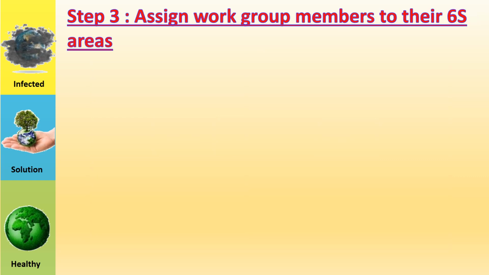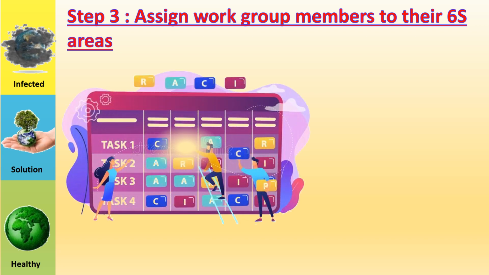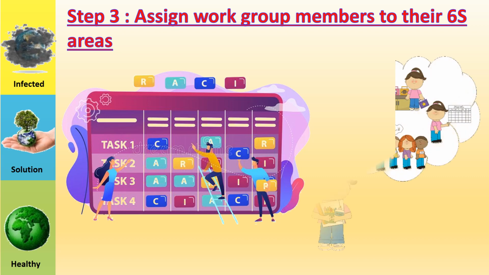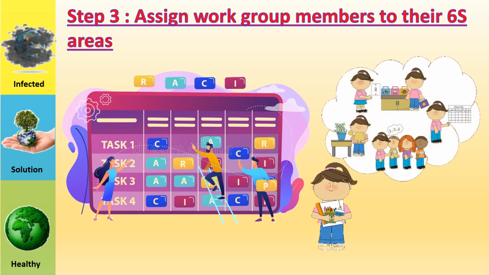Step 3 is to assign work group members to their 6S area. So 5S is led by one team member, and under him some subdivisions or zone leaders might be there. Under the zone leader some of the work group members are there. For work group members, what roles and responsibilities they have to do and how it needs to be implemented, those things we need to assign to the work group members. That is step 3.